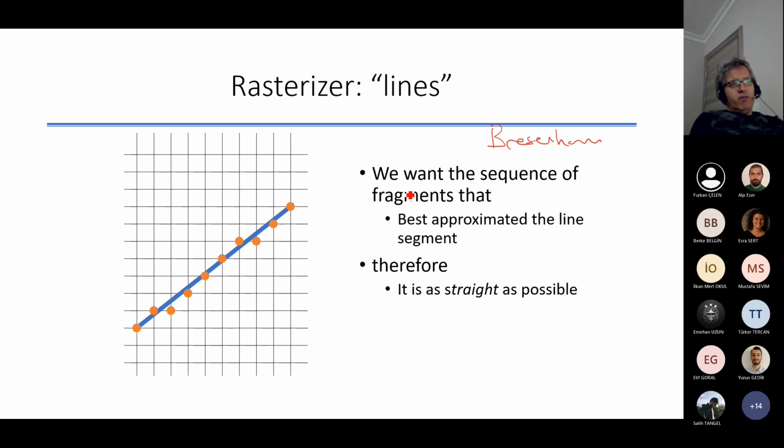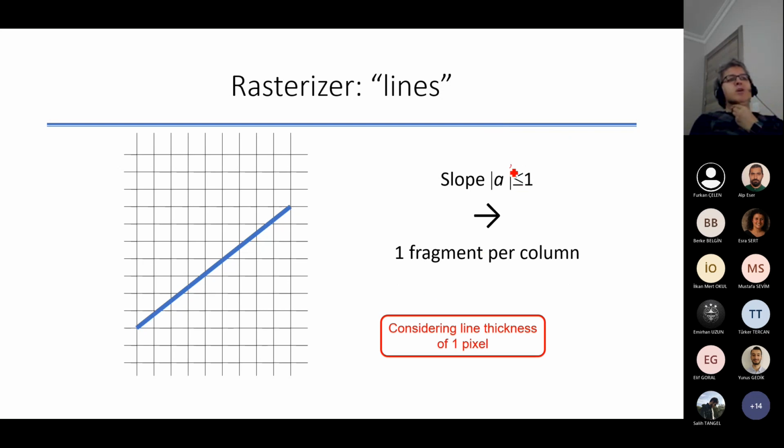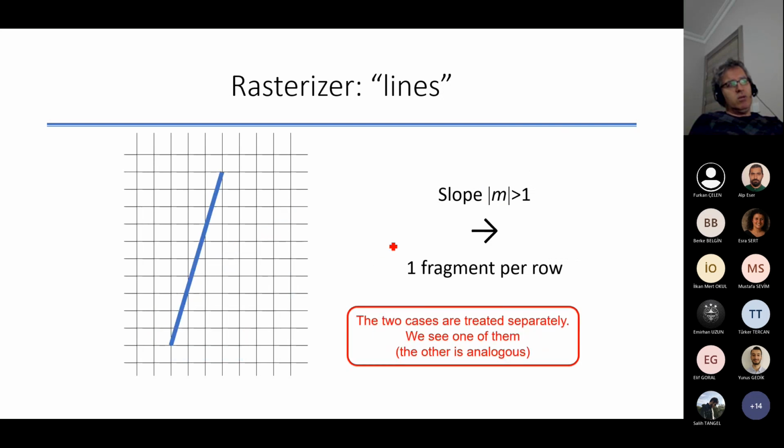We want to have a sequence of fragments that best approximates the line, and it should be as straight as possible. Then we can look at the slope, and assuming that the slope is less than 1, we can assume that this is 1 fragment per column. Depending on this number, considering line thickness and so forth, you can easily do this with a simple algorithm. Similarly, when the slope is larger than this, you can go for another one.